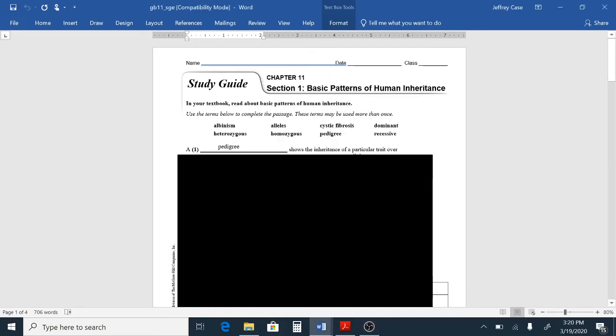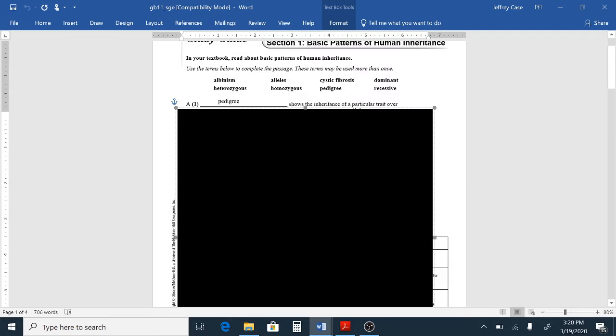Let's go over the Chapter 11 Study Guide, Section 1, Basic Patterns of Human Inheritance. You can refer to the 11.1 Active Reading Review. You can refer to the notes for all of these. So let's go ahead and get started.